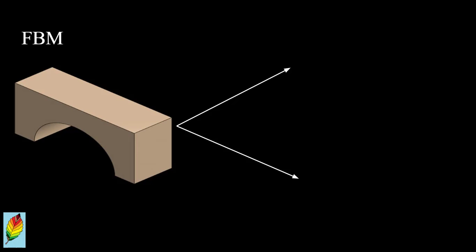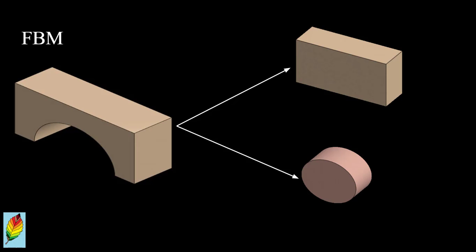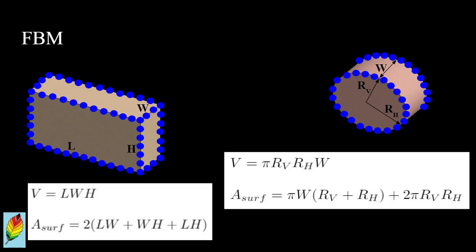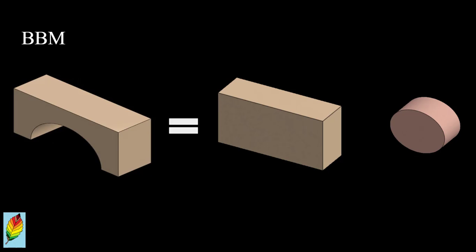Deconstructing the toy arch bridge, the bridge is composed of a rectangular prism and an elliptical cylinder. With these geometries defined, we also now have their characteristic equations, and we can generate the defining topological sets of nodes and edges. The next step is to complete the Boolean-based modeling to put the features together.